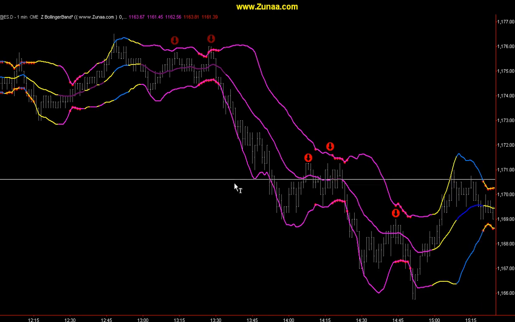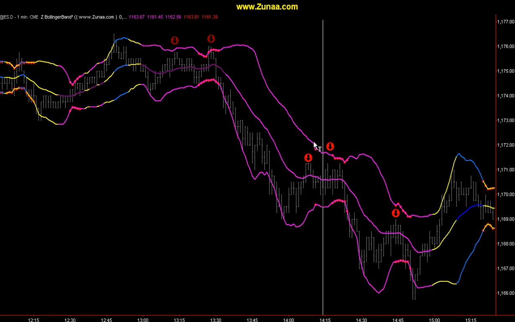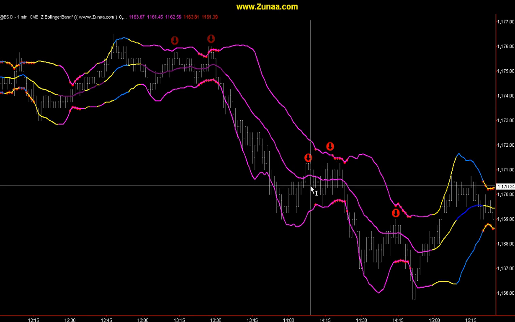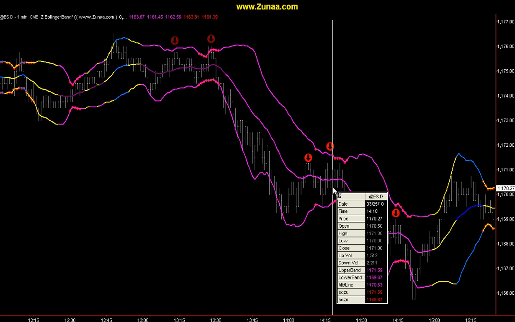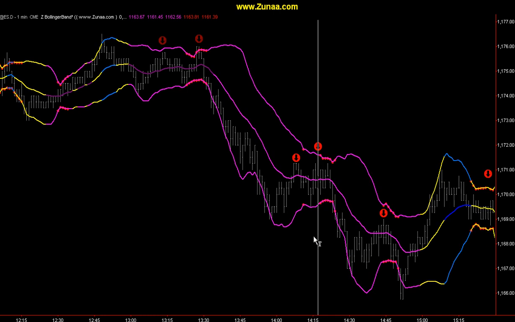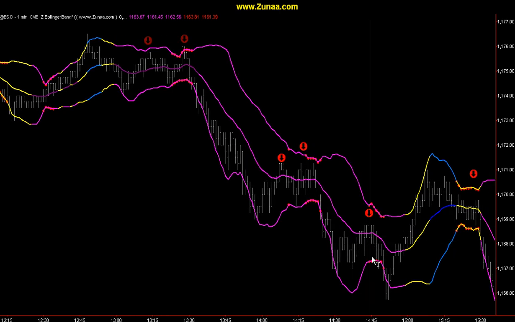Now here, these are easy, very easy, high probability trades. You have a trade here, you have another one formed here, another one formed here.